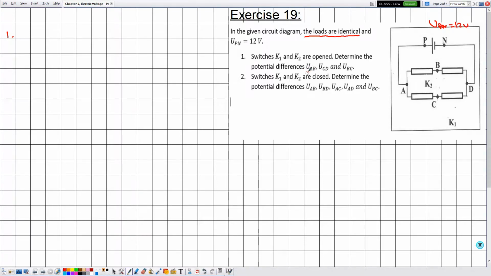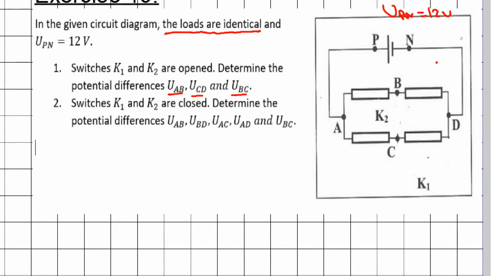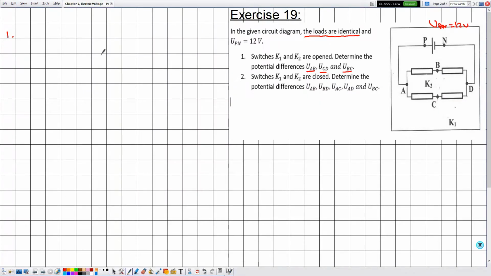Now we are interested in determining UAB, UCD, and UBC. So in order to determine UAB, knowing that the loads are identical, it's sufficient to determine UAD and divide the voltage by 2. So first let's determine UAD, and this can be done by using the law of addition of voltages.